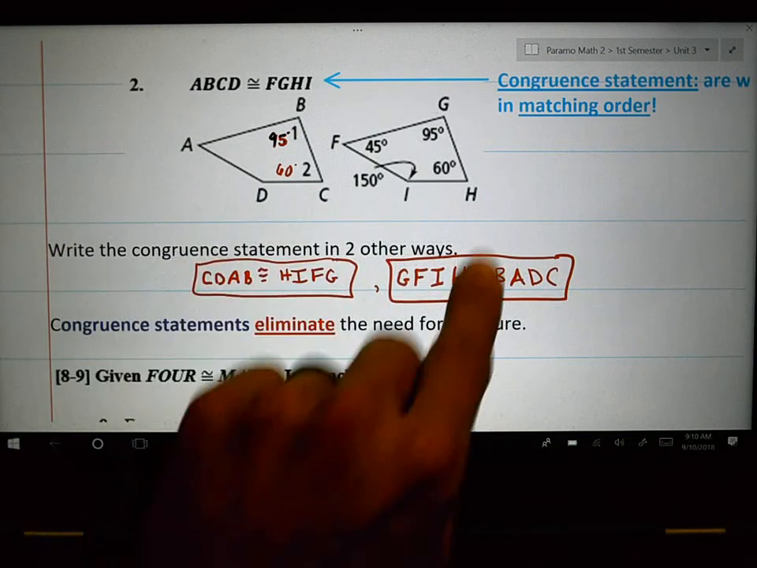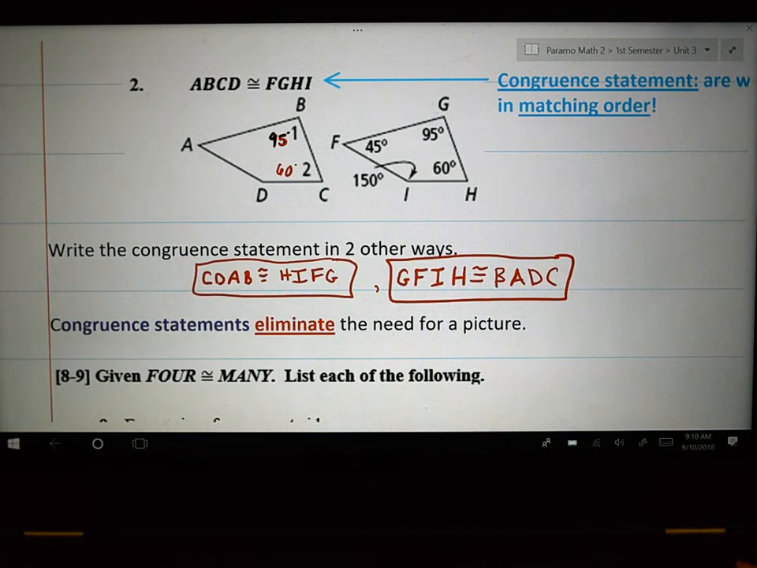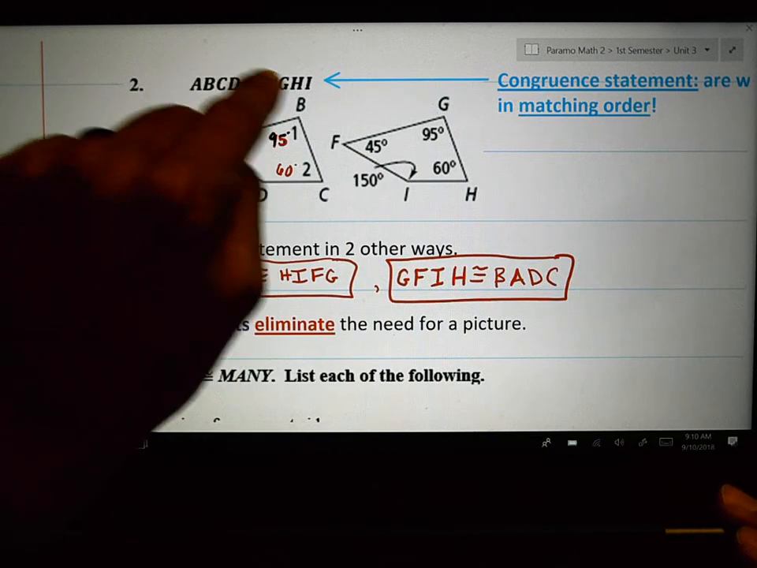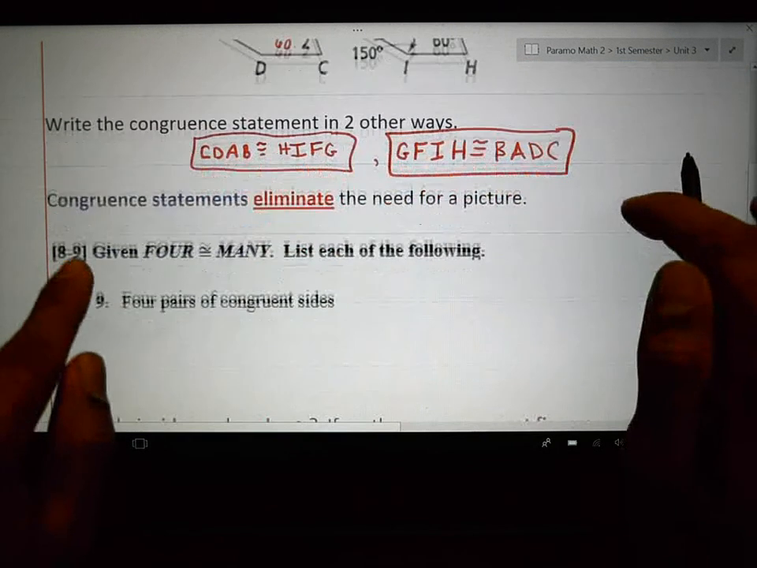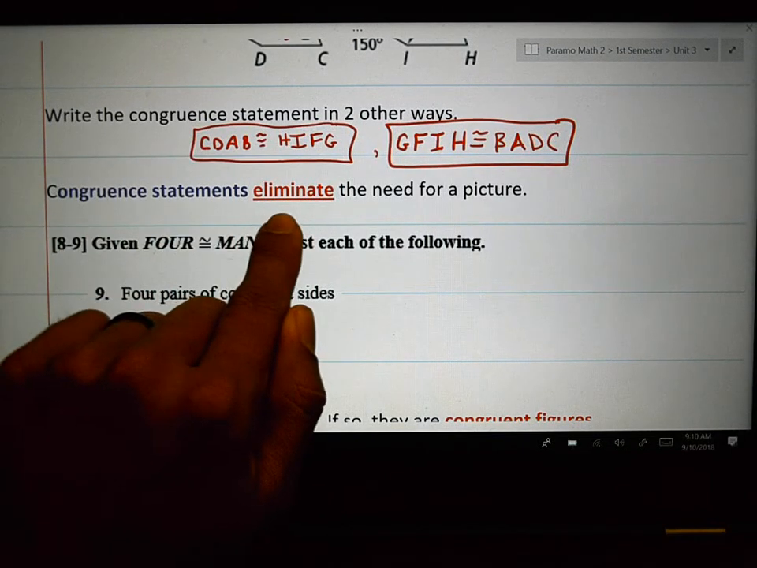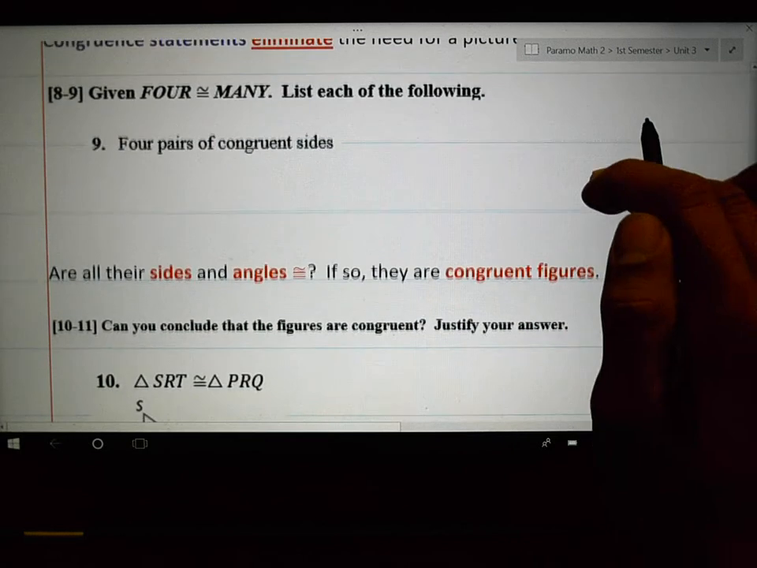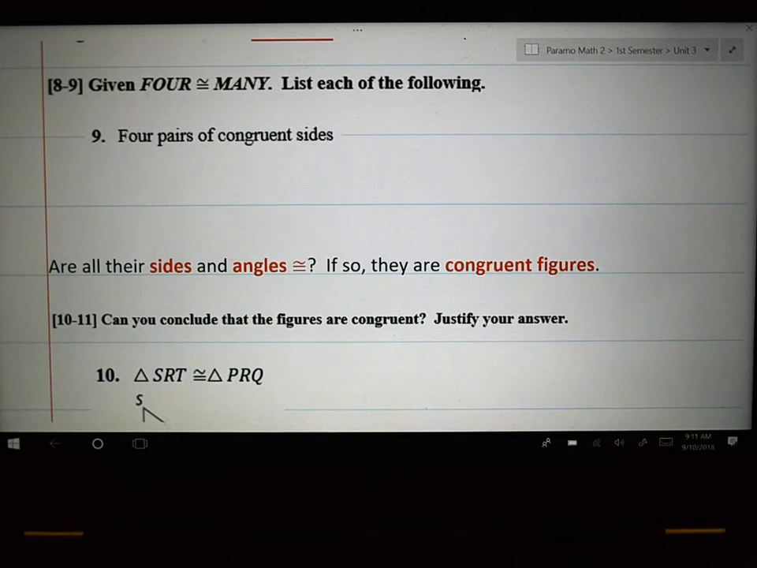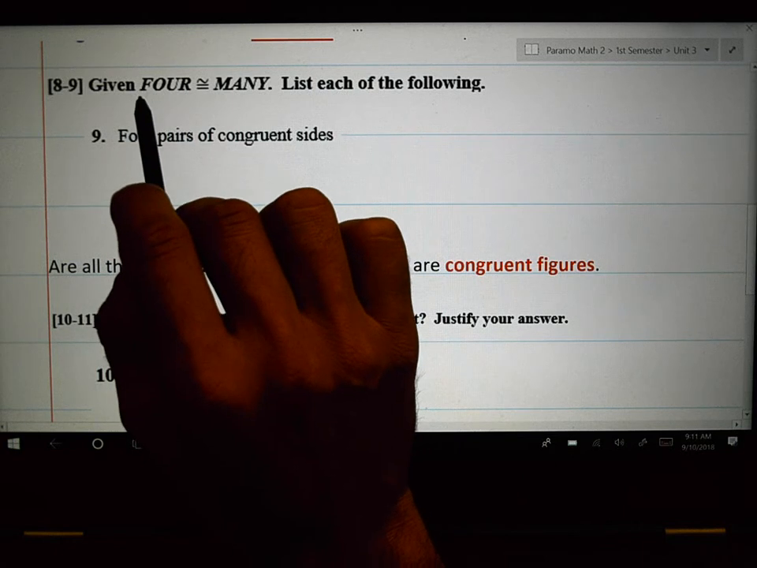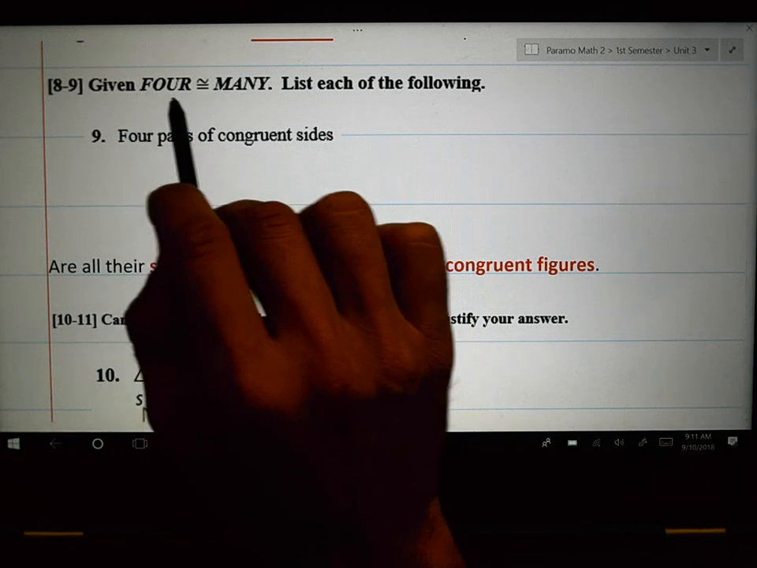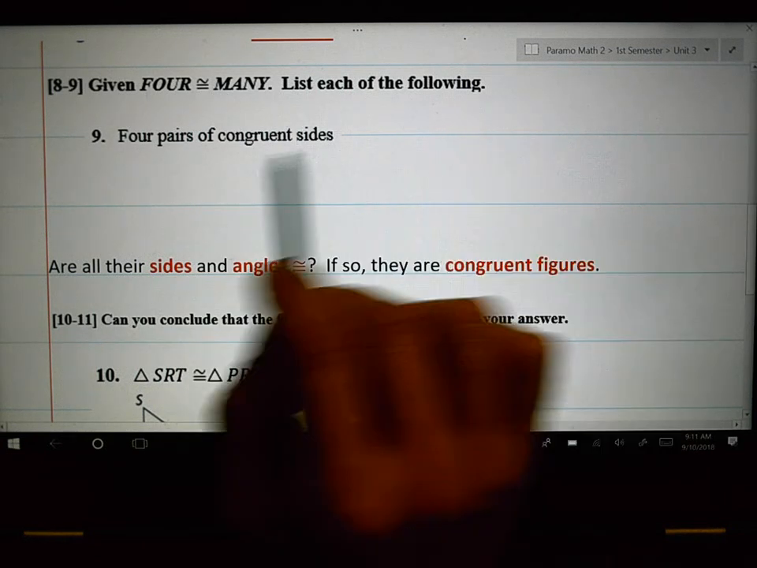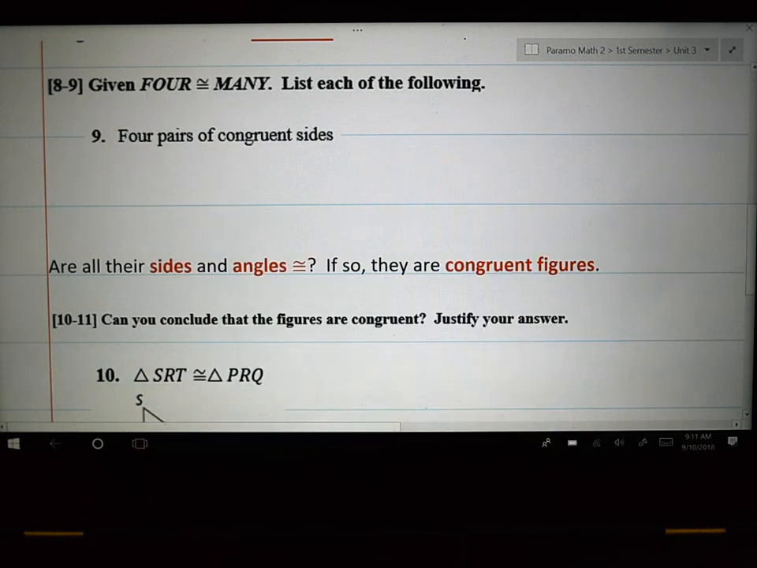Now, we've been doing these. Some of you have been doing it with the picture. You do not have to have a picture if you have the congruent statement. Matter of fact, in our notes, I had you write down that congruent statements eliminate the need for a picture. For example, this is number 9 on your worksheet. It says, given polygon FOUR is congruent to polygon MANY. List each of the following 4 pairs of congruent sides.